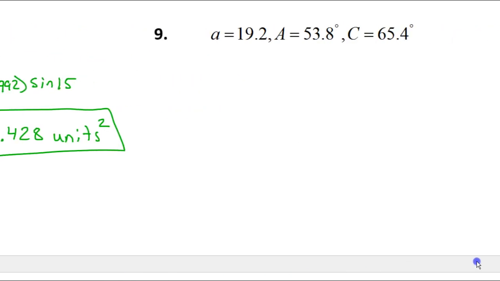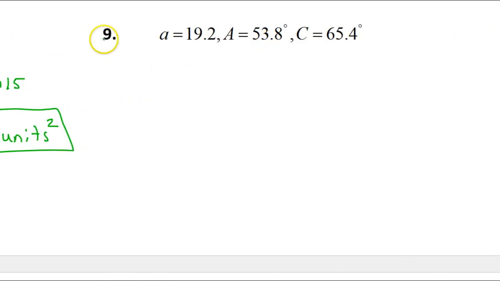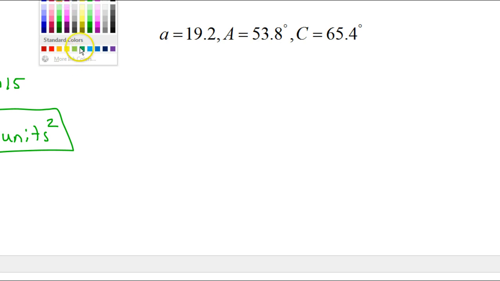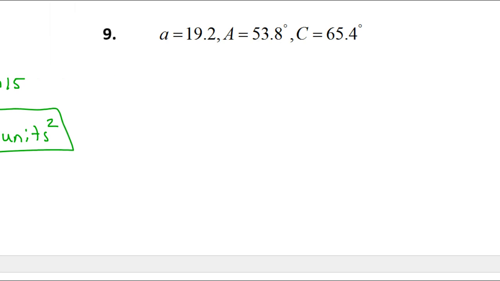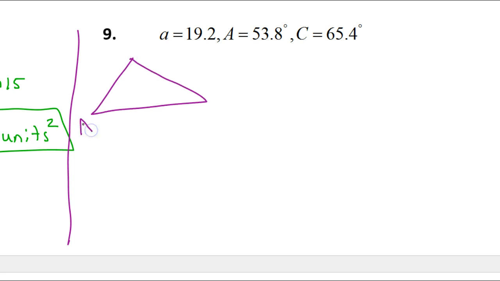Okay, how about number 9? Alright, I think this is going to be pretty similar to the last problem we just did. I see that we are not given two sides and the included angle. So let's go ahead and set up our diagram. So let's see, triangle A, B, C. Side A is across from angle A. So this 19.2 will go here. Angle A is 53.8. And angle C is 65.4.